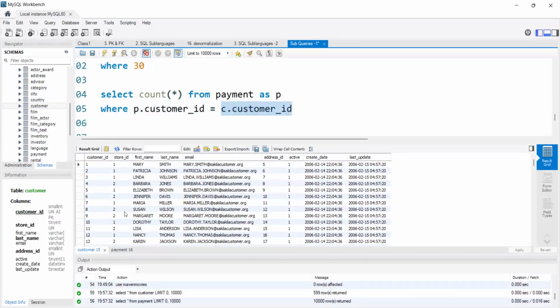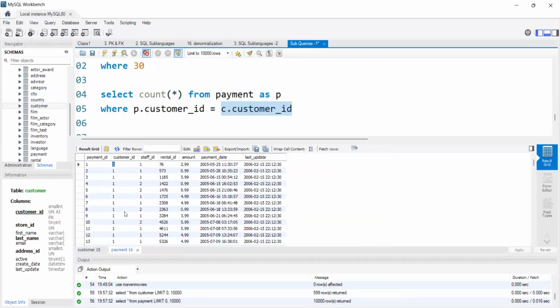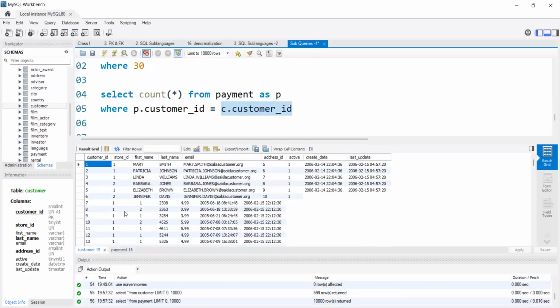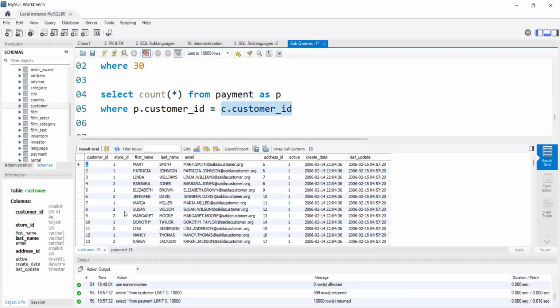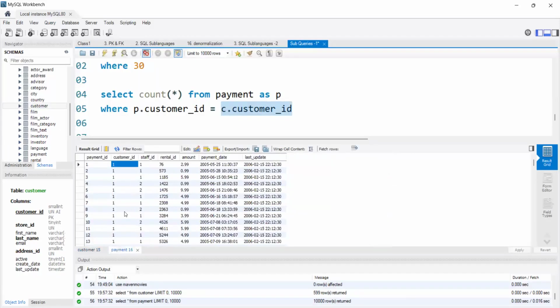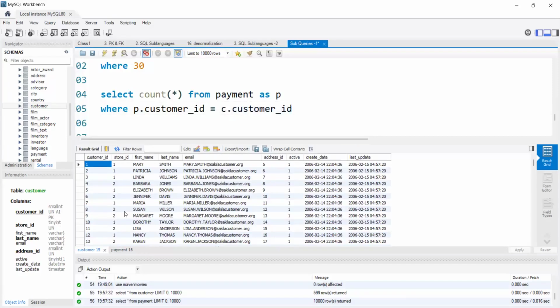First, customer ID, I have one only, right? It will check the first row from the payment table with the first row from the customer table. So the condition is true here. 1 is equal to 1, correct? We have 1 here and we have 1 here.